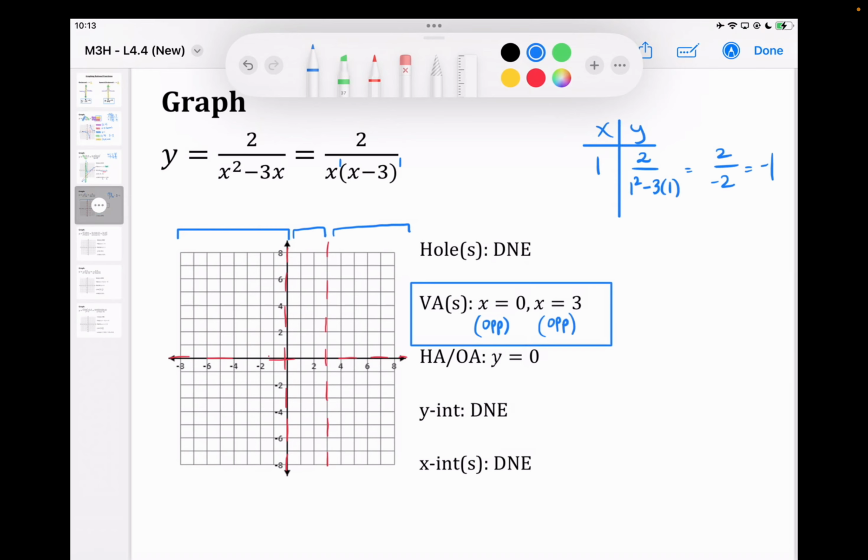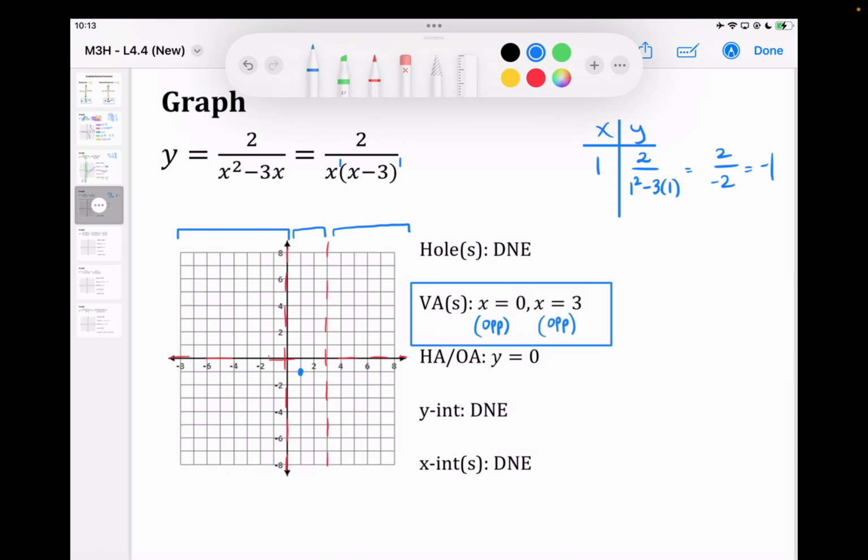So I went ahead and plugged it in. And now that I've plugged it in, I'm going to go to that coordinate. So 1, negative 1. Now, believe it or not, that one coordinate gave me enough information to figure out the rest of this graph. And let me walk you through that.